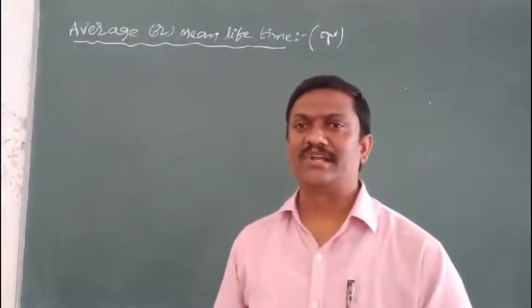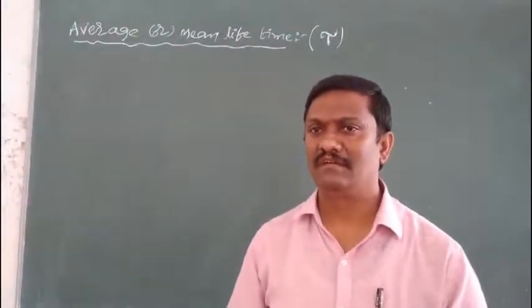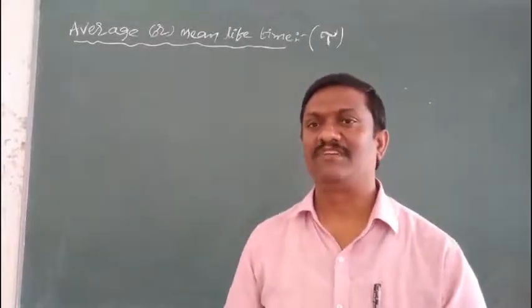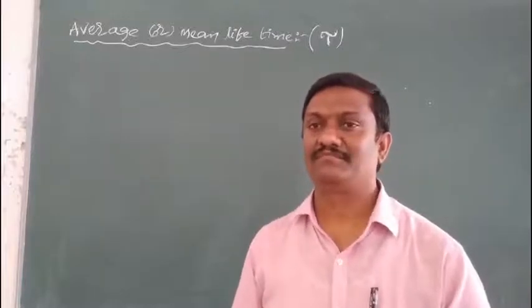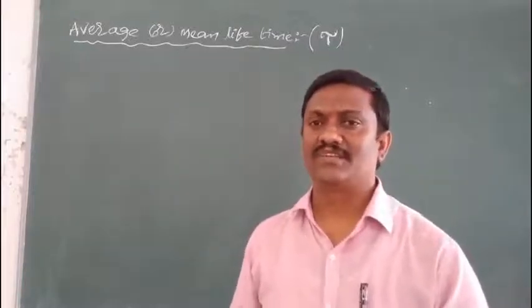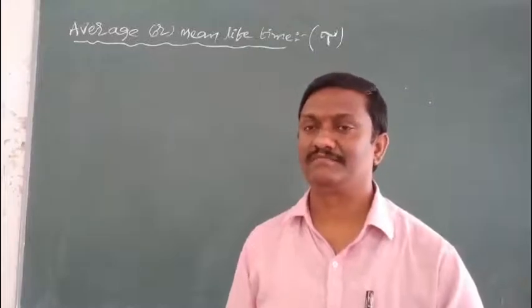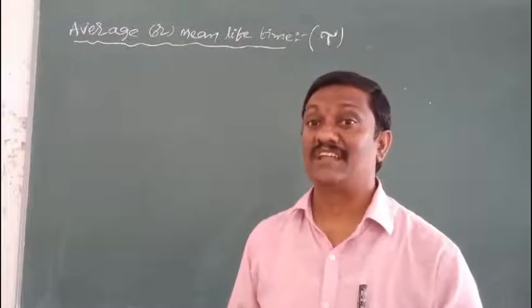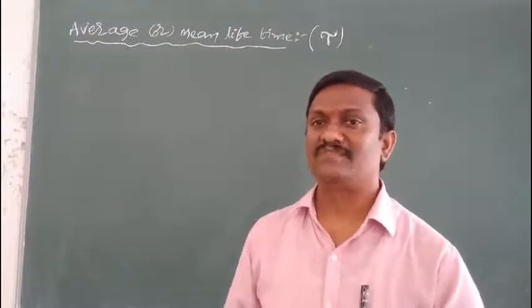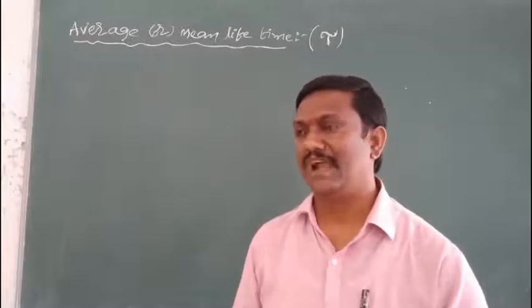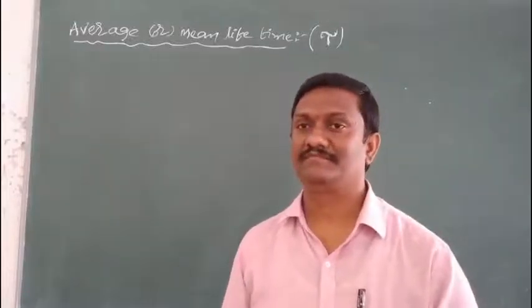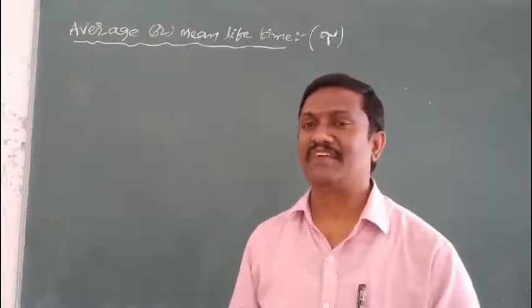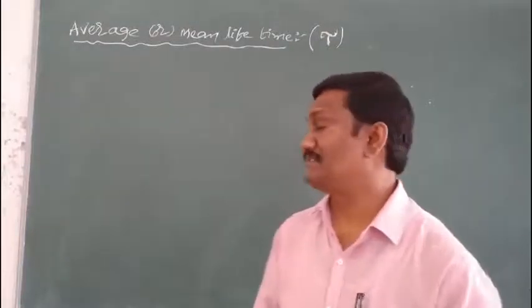In radioactivity, the next important concept is average lifetime or mean lifetime. First of all, what is the need for calculating average or mean lifetime? A radioactive substance always emits radiations spontaneously. In this process, some atoms have less lifetime, some have moderate lifetime, and some have more lifetime. So that's why there is a need to calculate an average or mean lifetime. Its symbol is tau.